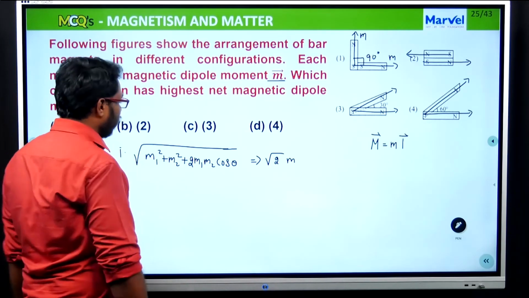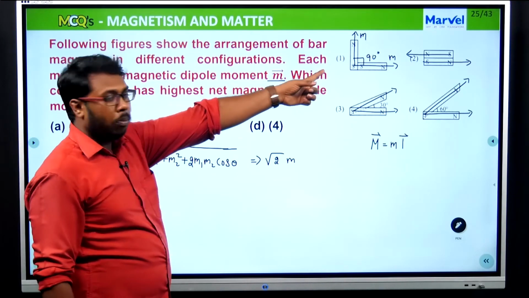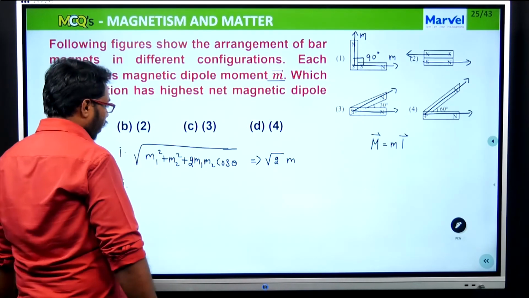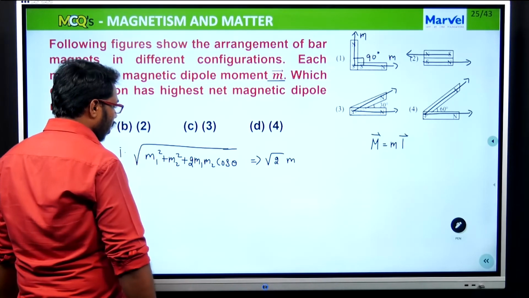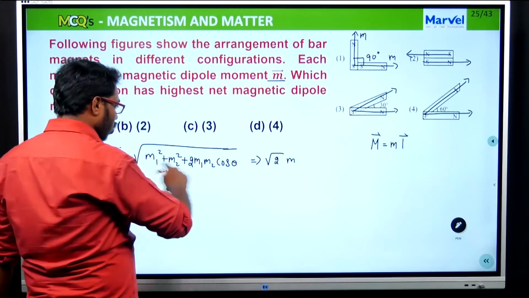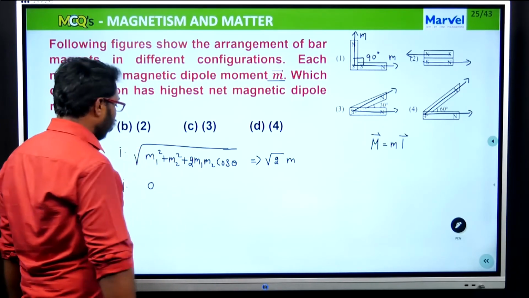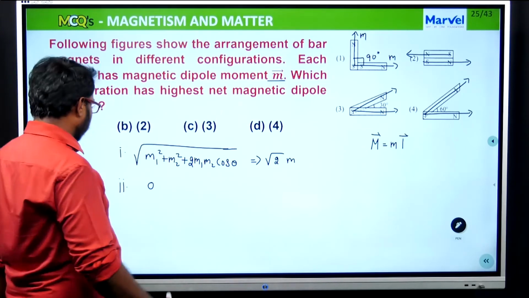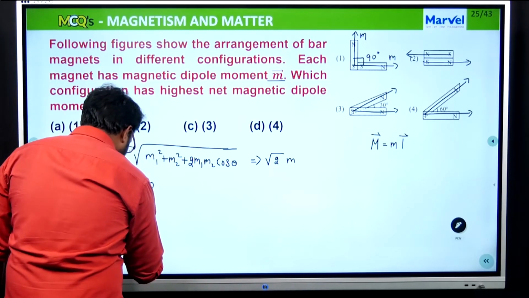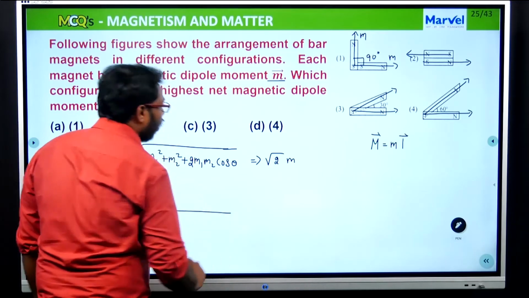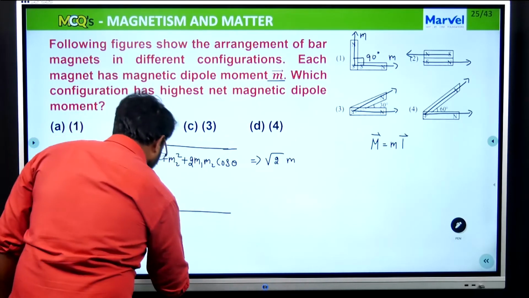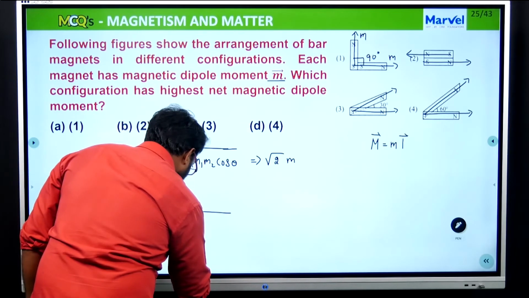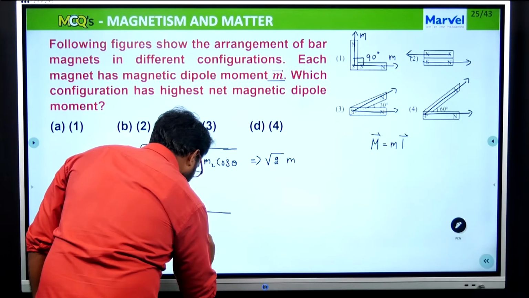Now for the second configuration, both the magnetic moments are anti-parallel. So the angle between them is 180 degrees. Cos 180 is negative 1, so the whole thing goes to 0. So the magnetic moment for the second configuration is completely 0. And for the third configuration, the angle is 30 degrees. So it is 2m squared plus 2m squared root 3 by 2.